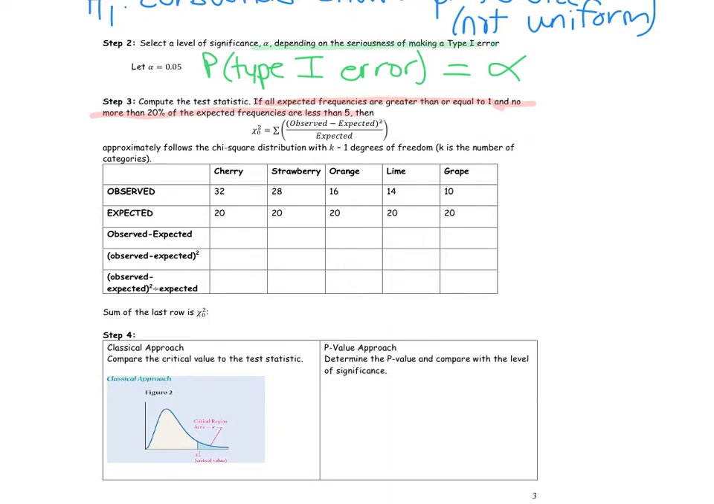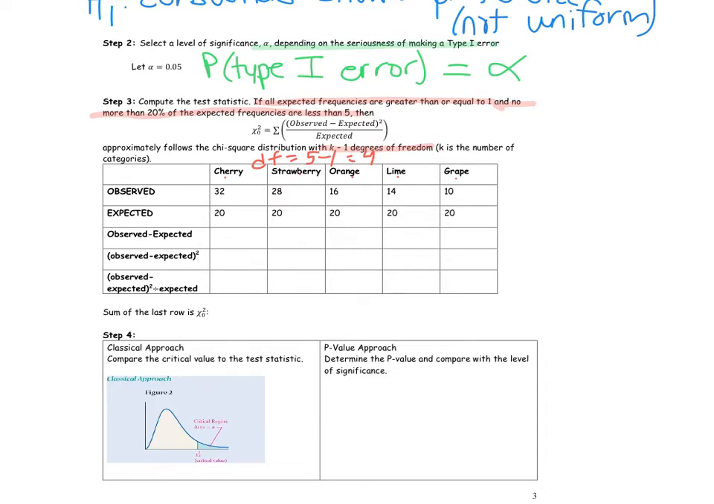All right, and then our chi-squared test statistic is the sum of observed minus expected, squared, over the expected. That will follow a chi-squared distribution with k minus 1 degrees of freedom, and k is the number of categories. So how many categories do we have here? 2, 3, 4, 5. So our degrees of freedom is 5 minus 1, it's 4. We're going to have to remember that.